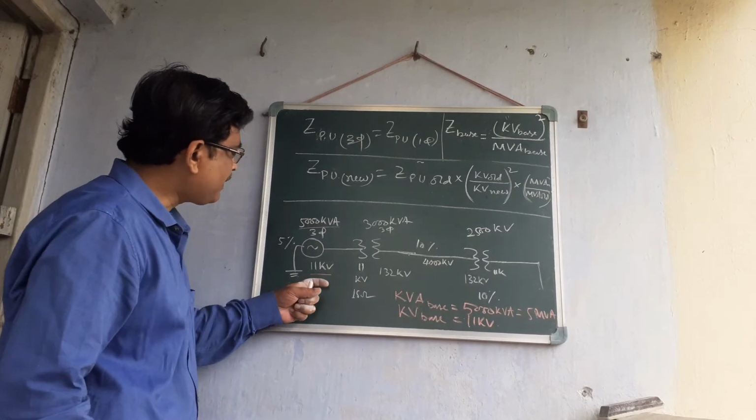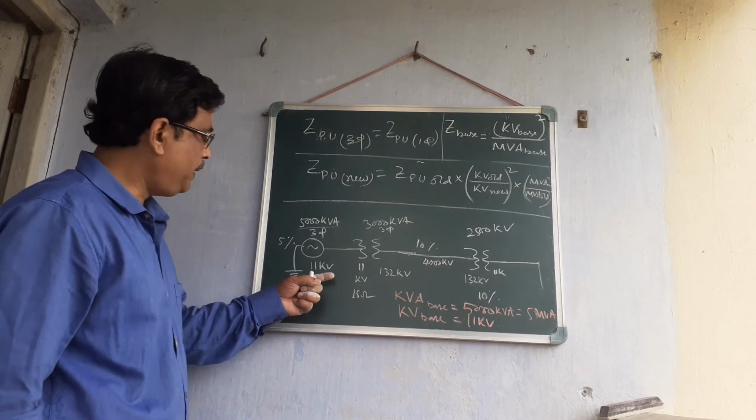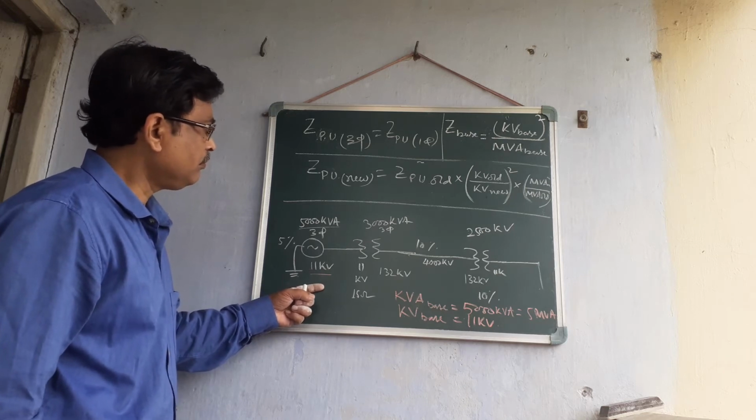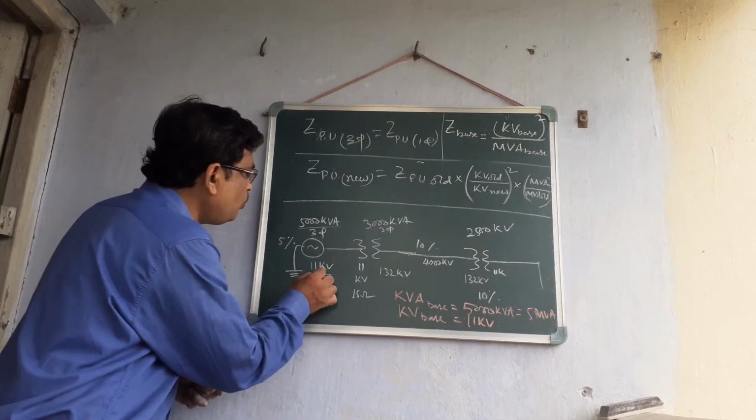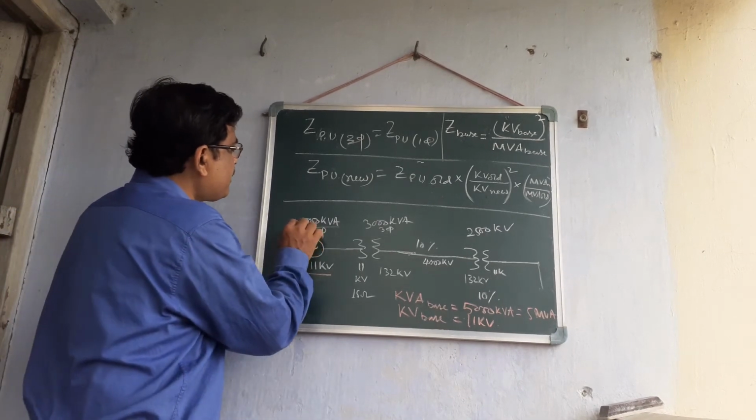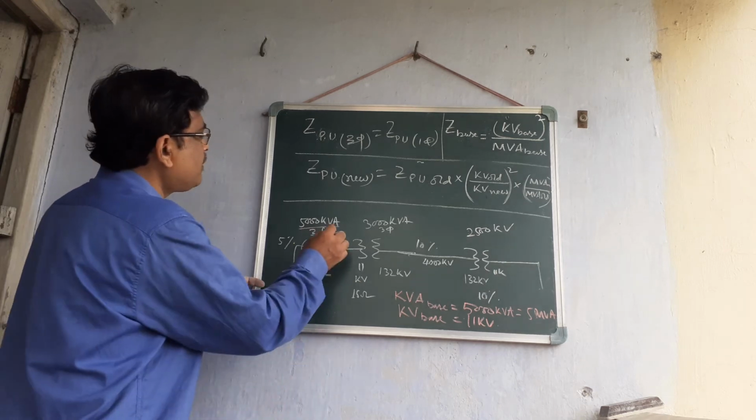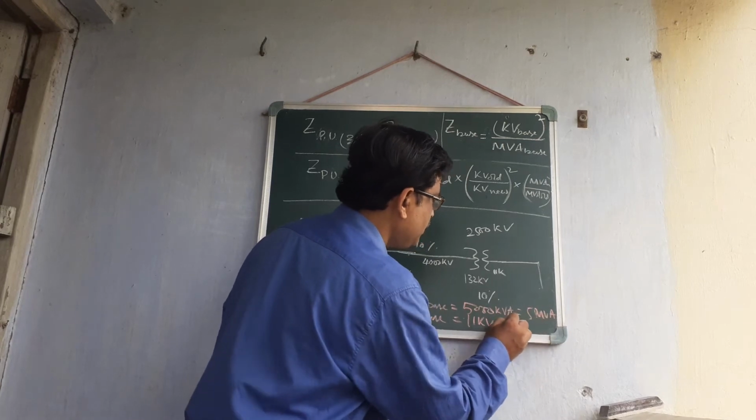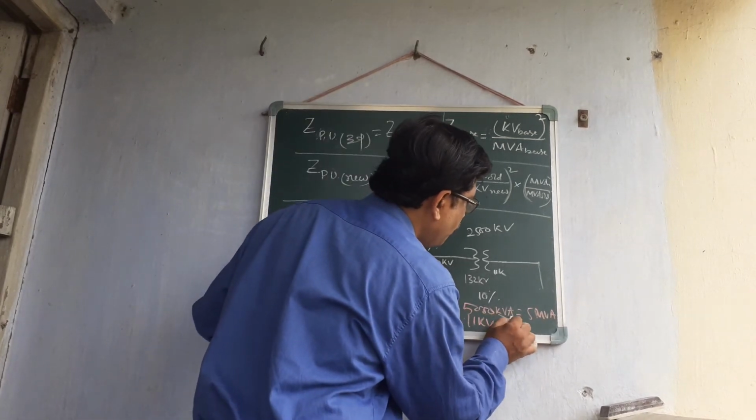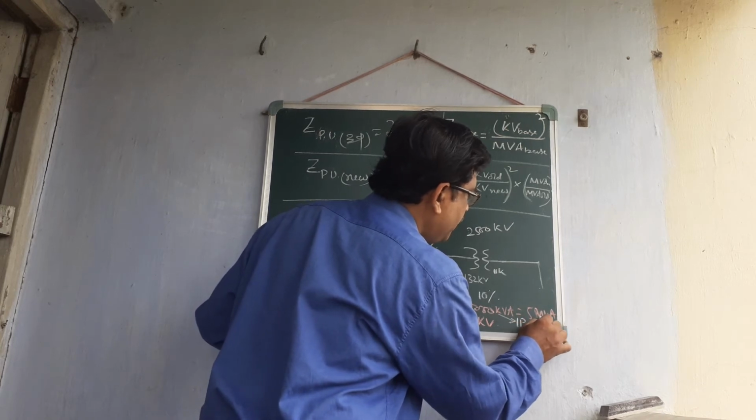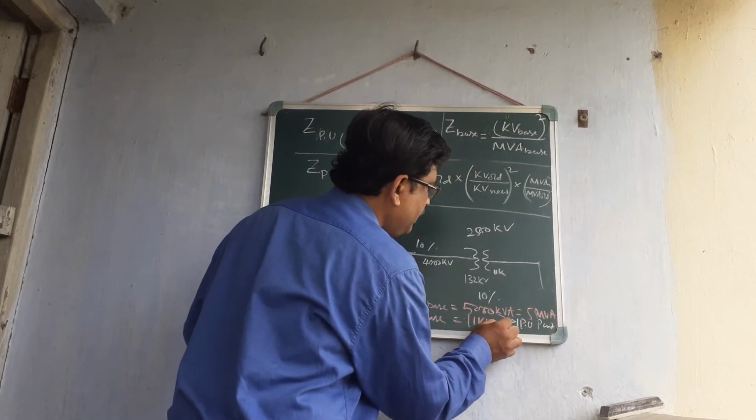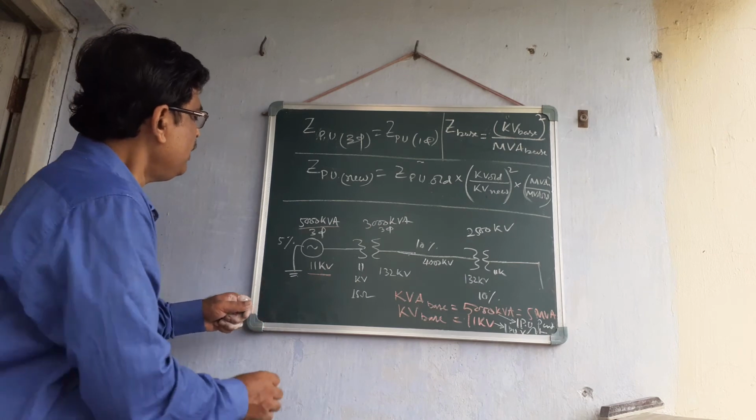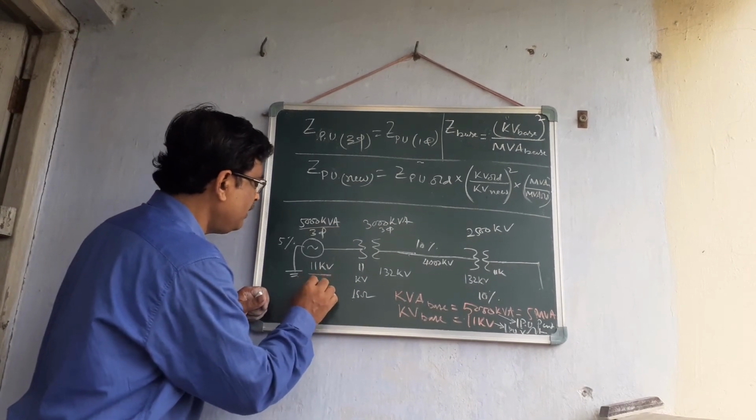Here the base kV is how much? Its own kV is the same as its base kV. So we can say this is 1 per unit power, and we can say 11 kV is 1 per unit voltage. So its voltage, instead of 11 kV, we can say it is 1 per unit.